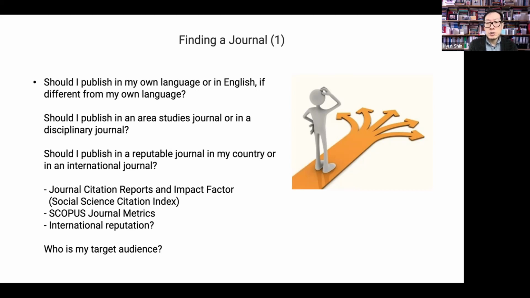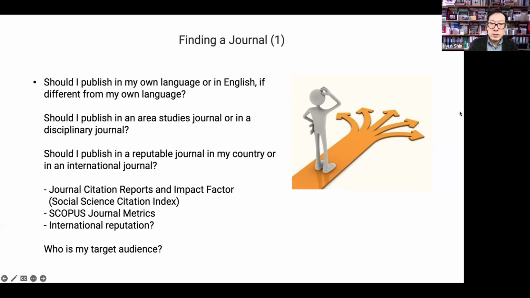Publishing in your own language is also quite important, of course, to speak to your domestic audience. At the same time, there's a particular need to publish in English in international journals, and this is where we are going to focus today. Talking about publishing in international journals doesn't undermine the importance of publishing in domestic journals, and that's something we just want to highlight before we go further.